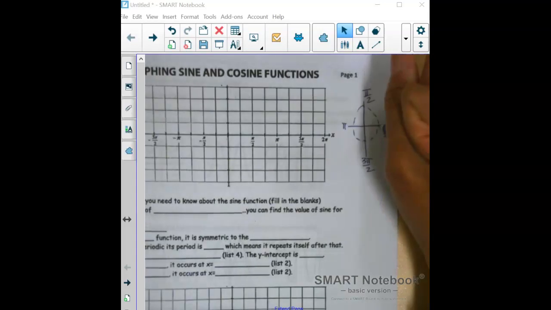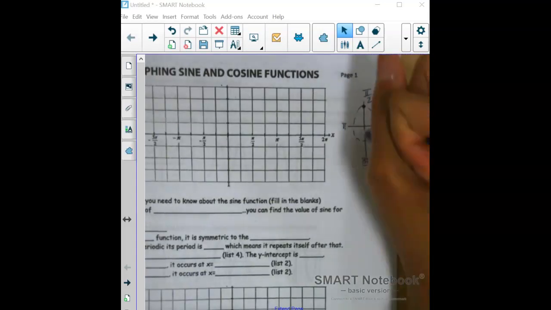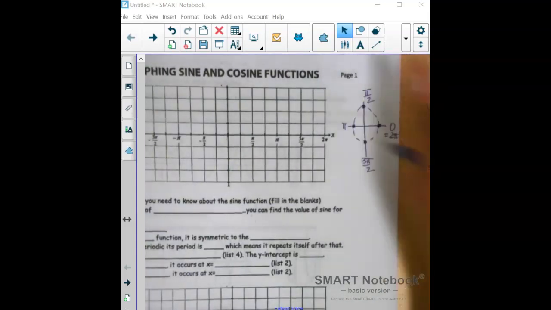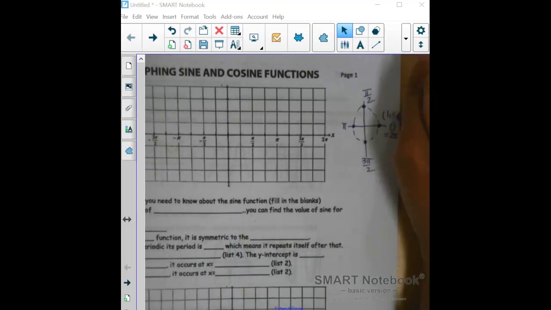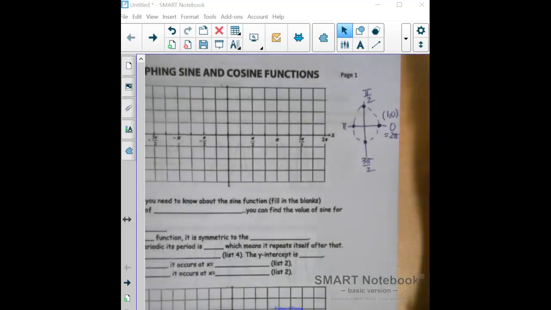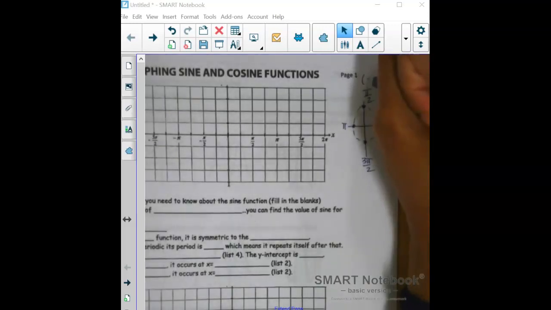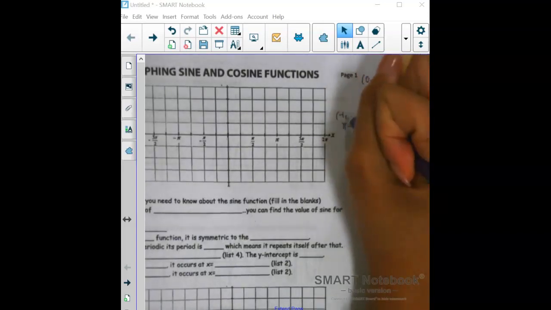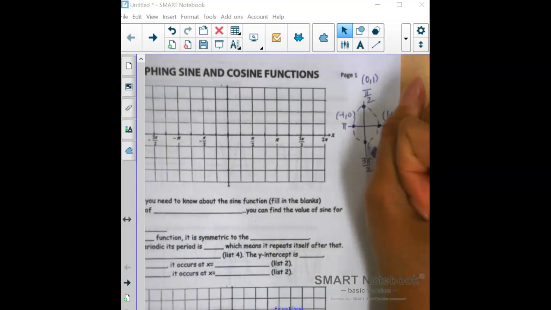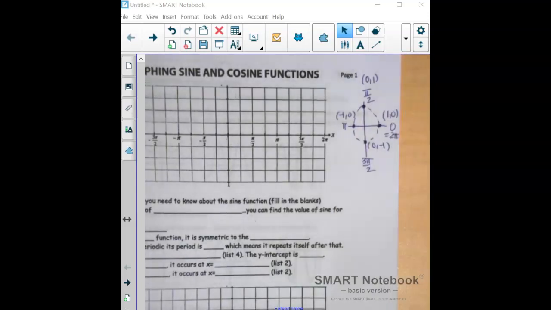I just need to know what are the intersections or the coordinates at each of these purple dots that I'm bubbling. We've been doing this for weeks, so you should know that at 0, this is the coordinate 1, 0. At pi over 2, this is the coordinate 0, 1. At pi, this is -1, 0. And at 3 pi over 2, this is 0, -1.